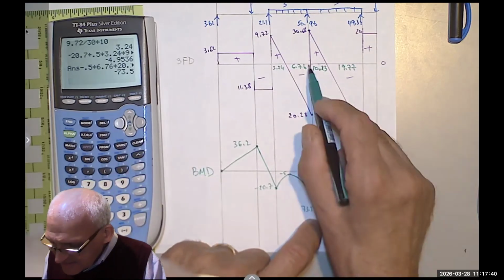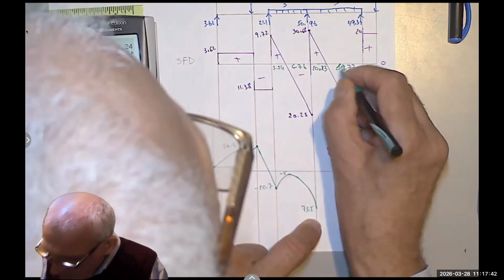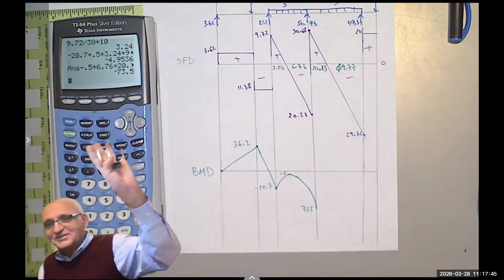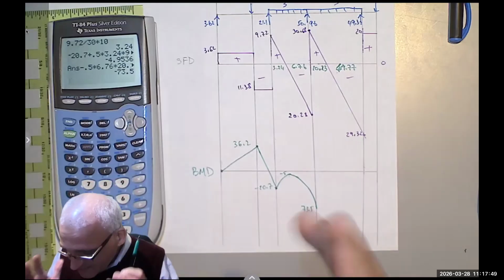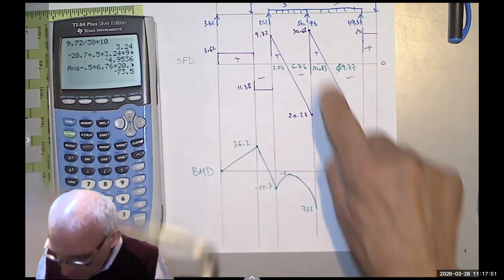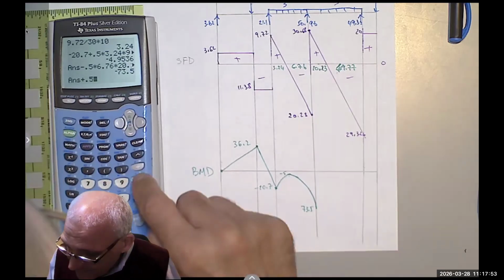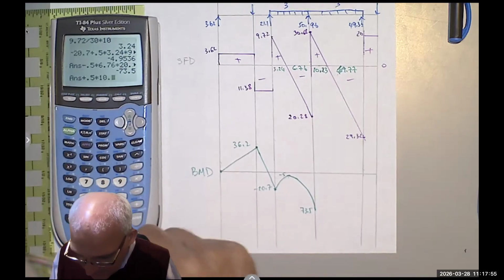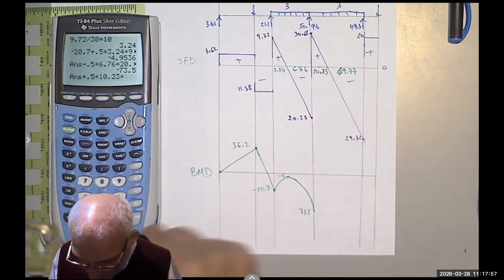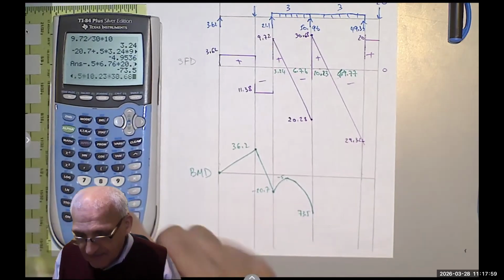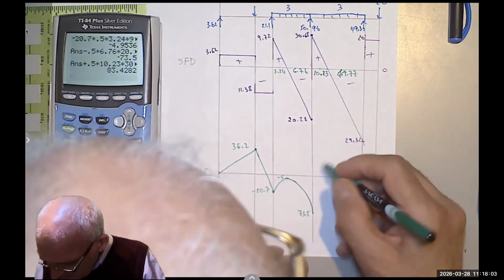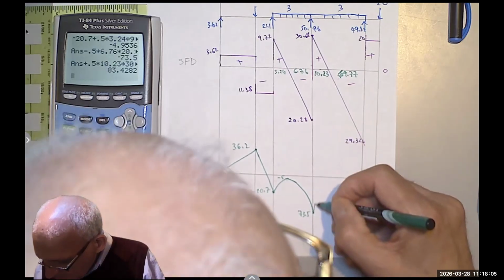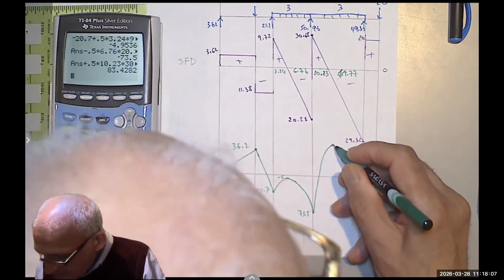But since this distance, oh, this is not 9, it's 19. Oh, I can subtract 20 from 20. Okay, so here I'm going to add 1/2 times 10.23 times 30.68. And that will give me up. That's the maximum moment we will encounter.